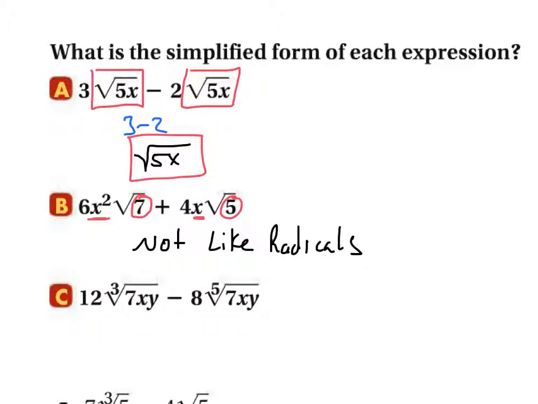All right, how about part C? You can't do it because the indexes aren't the same. The indexes are now different. The radicands are fine, but now the indexes are different. So again, these are not like radicals. We cannot add them.